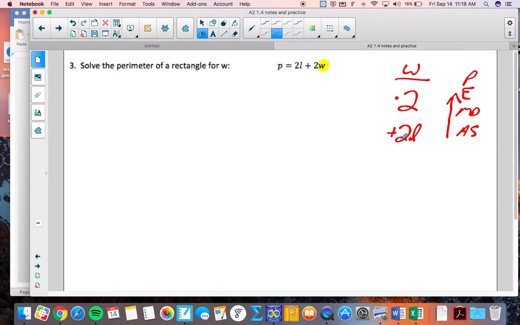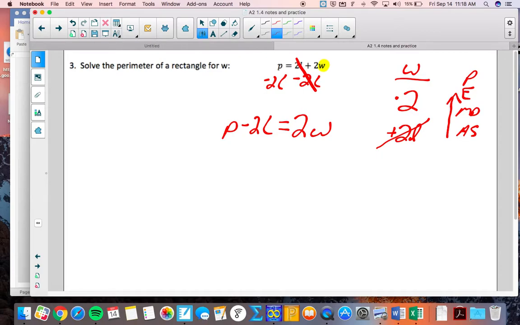So I need to undo adding 2L first by subtracting 2L. And what I do to one side, I got to do to the other side. Oops, minus 2L. So on the right side of the equation, I have 2W. On the left side, I have P minus 2L. Those are not like terms. They're not the same variable, so I have to write out P minus 2L. All right, so I've undone adding 2L.